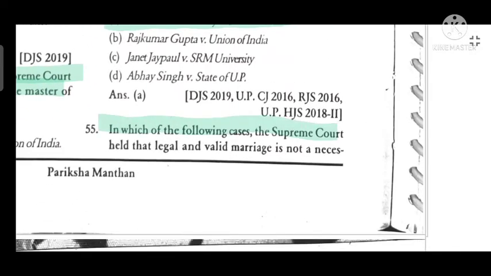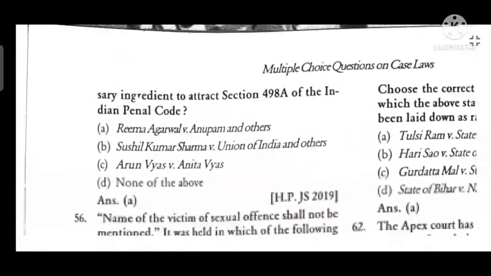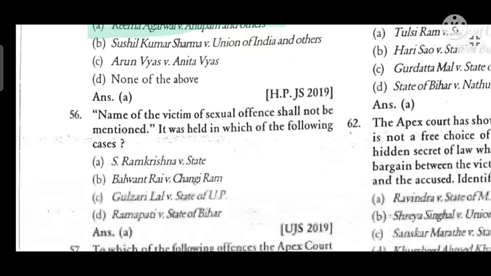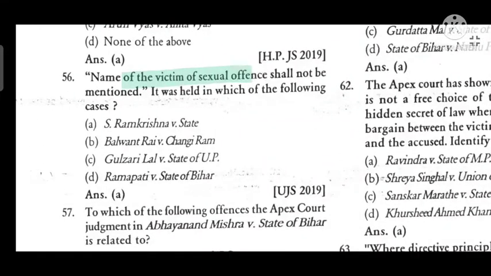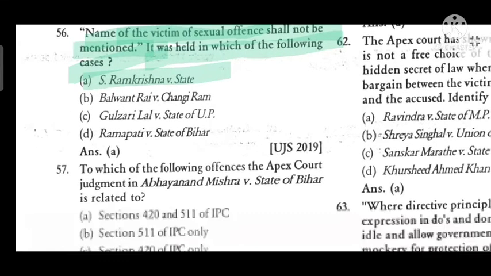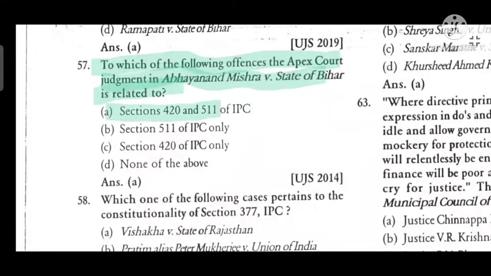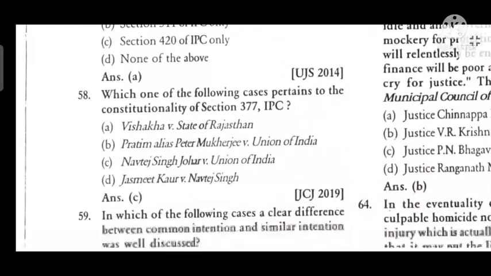In which one of the following cases did the Supreme Court hold that a legal and valid marriage is not a necessary ingredient to attract 498A of IPC? Reema Aggarwal versus Anupam and others. The name of a victim of a sexual offence shall not be mentioned. It was held in which one of the following cases? S. Ramakrishnan versus State. To which one of the following cases is the Apex Court judgment Abhayanand Mishra versus State of Bihar related? Sections 420 and 511 of IPC.